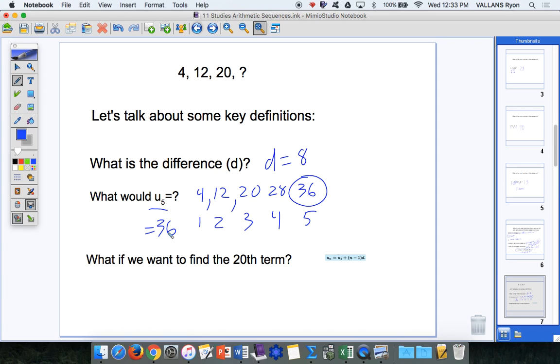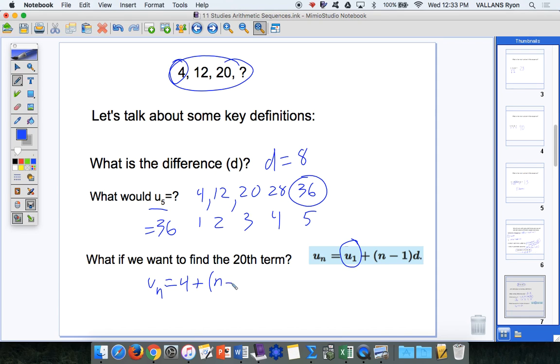What if we want to find the 20th term? Well, what we have here is a nice little formula, and you'll be given this so you don't have to memorize it. But write this down, you could put this somewhere for your homework. If I want the 20th term, I can write a general equation. The general equation for this series would be u_n, that means the value of any term, equals the value of the first one, for us that's 4, plus n minus 1 times the difference, and for us that's 8.